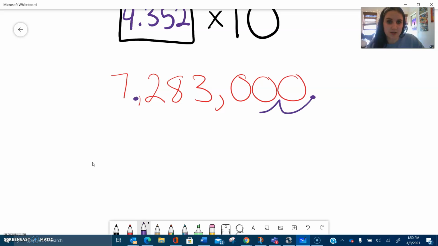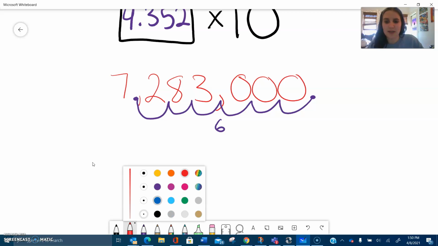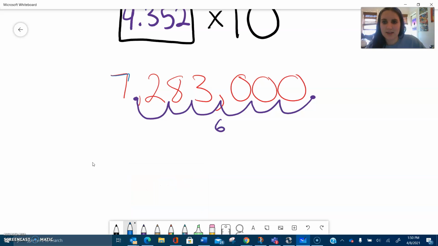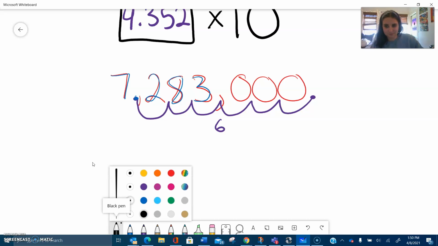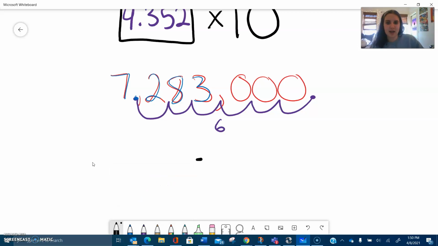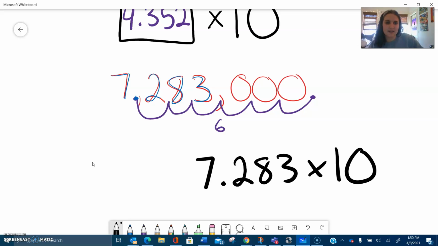I move it 1, 2, 3, 4, 5, 6 places. And the number that I'm going to multiply my power of 10 by will be 7.283. I don't need to add these extra zeros. So written out, I have 7.283 times 10 to the 6th.